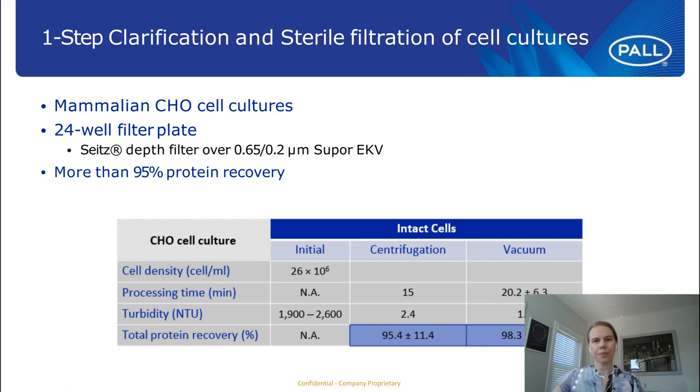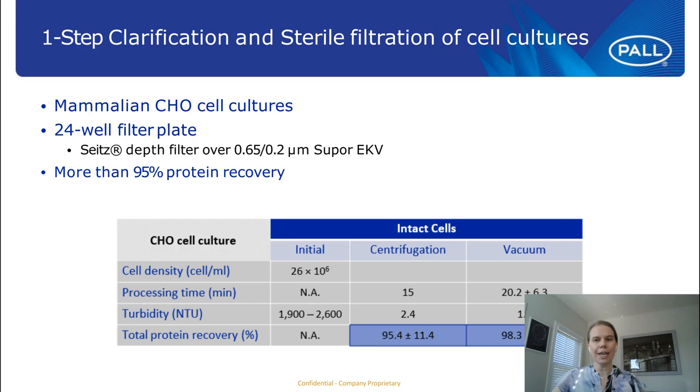clarification and sterile filtration performed using a 24 well filter plate containing that dual layer membrane. So two membranes incorporated in a single well. And in this particular case, we used mammalian CHO cell cultures, and we were looking for protein recovery. Now, as you can see in the table, the actual results look really great.